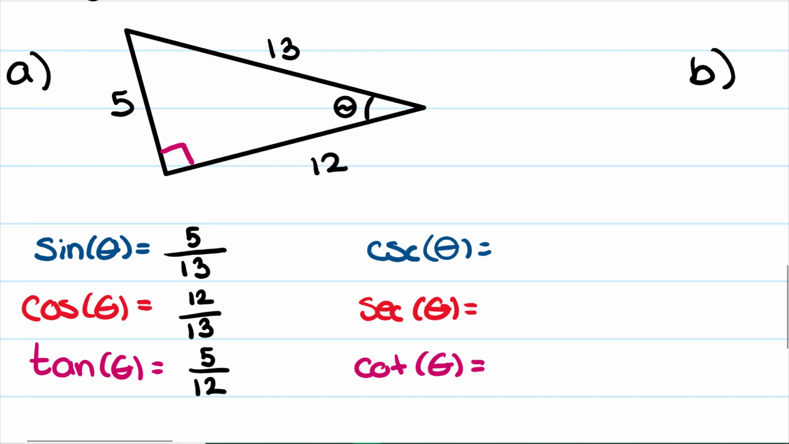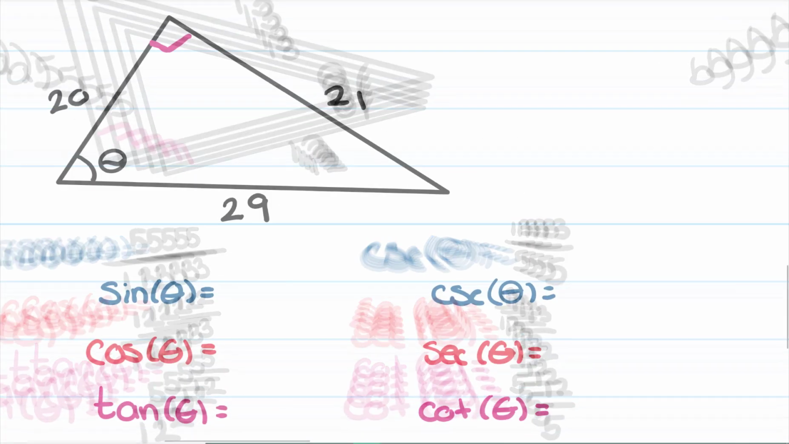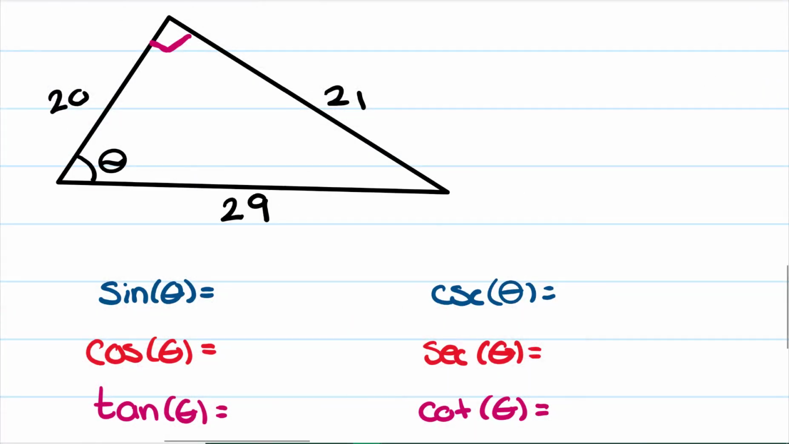And then in order to find cosecant, secant, and cotangent, we just do the reciprocals. So 13 over 5. The reciprocal of cosine is 13 over 12. And the reciprocal of cotangent is 12 over 5. So moving on to B, we're going to do the same thing.